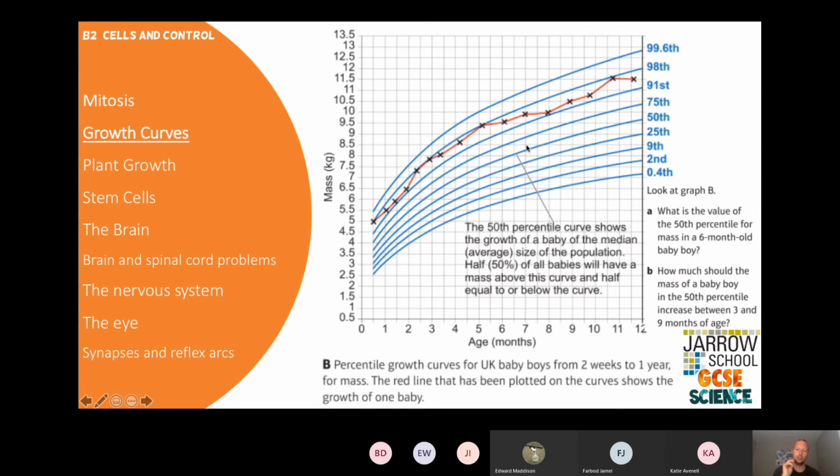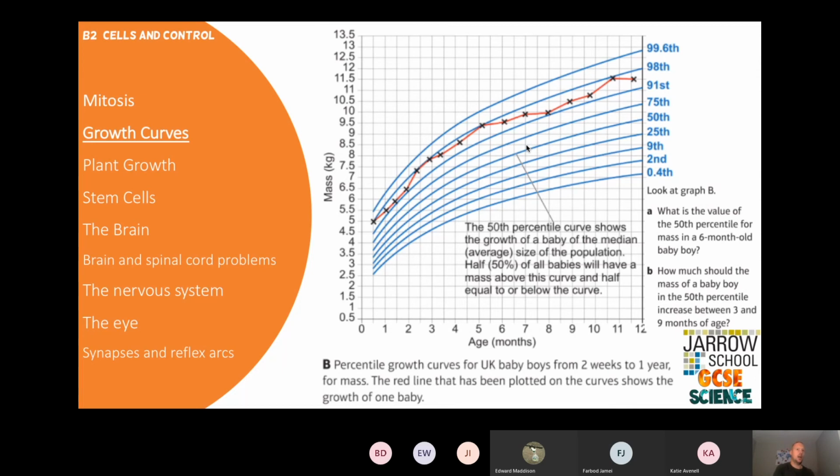Right. 2 types of question I can see come up on this. So what does this mean? A baby is in the 90th percentile for mass. What does this mean? Well, if a baby's in the 90th percentile, that means the baby is heavier than 90% of other babies.